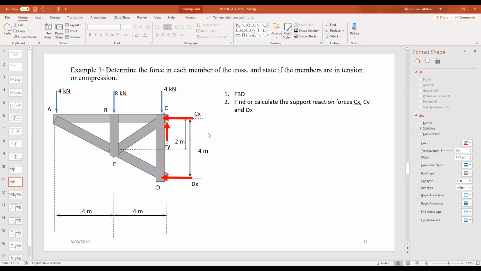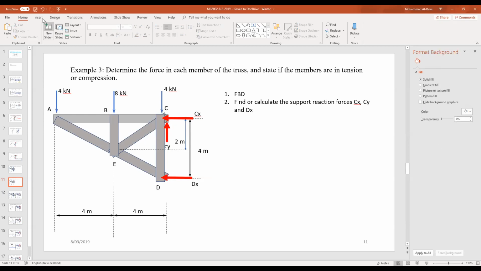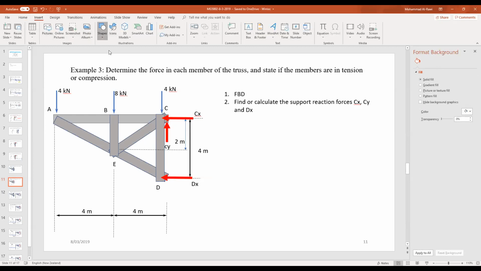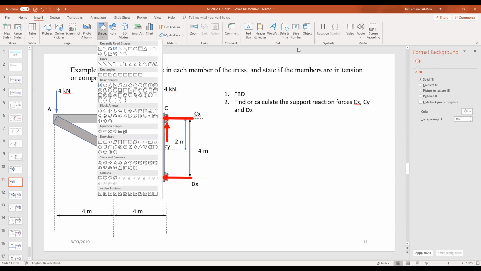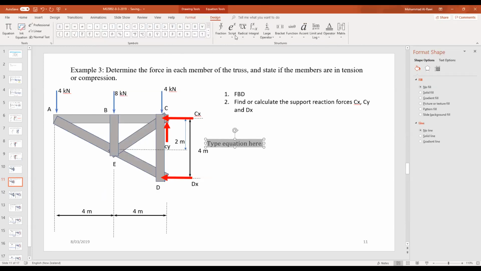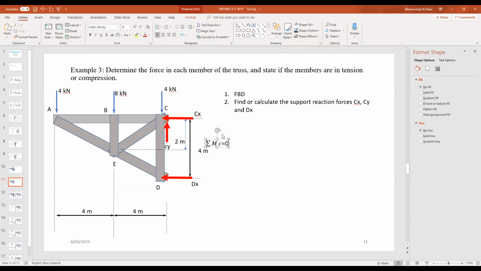If you look, Cx is equal to Cy. No, sorry, Cx is in the opposite direction of Dx. We need to take a moment around point C, and then we can determine the value of Dx. So very easy. We write the equation: the moment around point C equals 0.